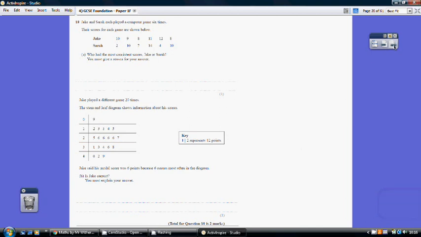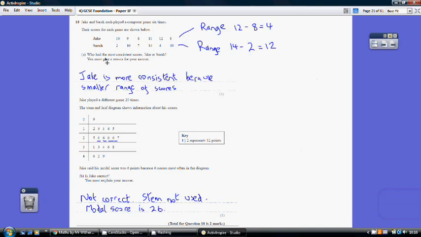Question 10. So we're trying to see who is most consistent. So in order to do that, you really want to look at the range of results. So really compare the biggest with the smallest.